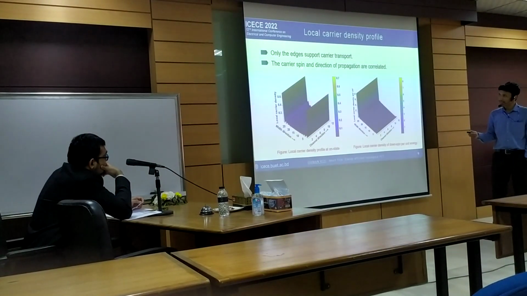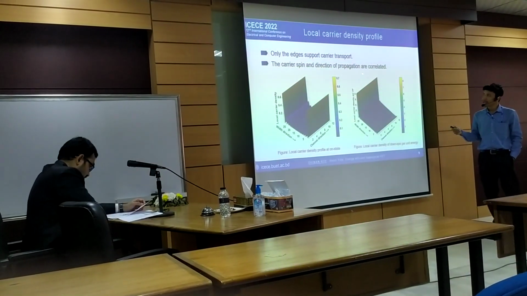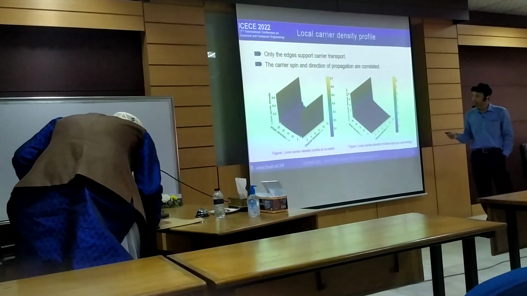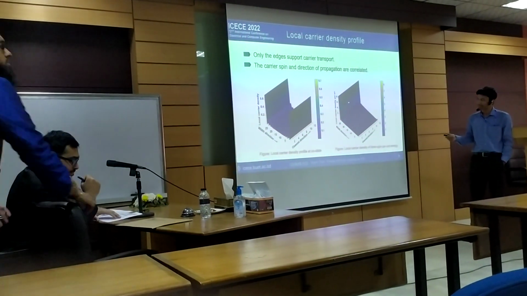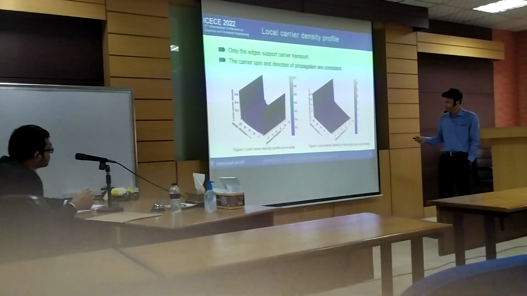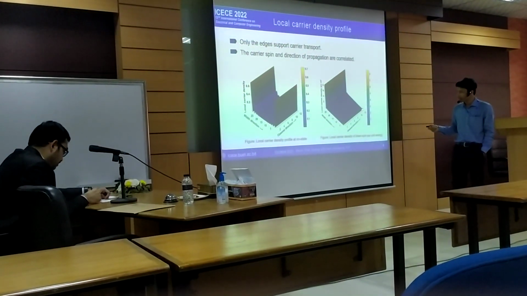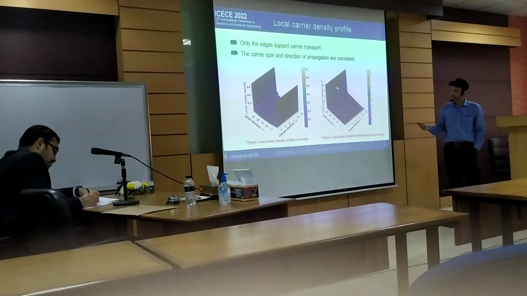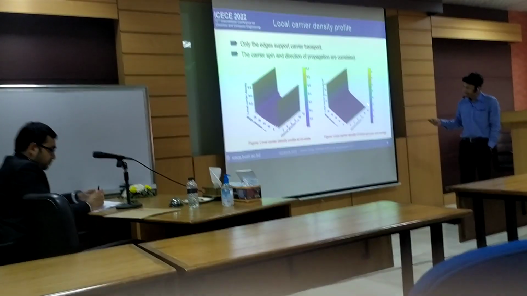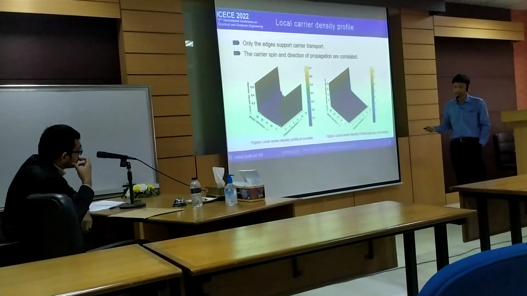But the most important thing is that the carrier spin and direction of propagation are correlated. And due to this correlation, the time reversal symmetry is being protected. And that's why you can say that the backscattering is prohibited. And that's why, if this is the direction of the current flow, from this side to that side, this represents the case of the carrier transport, the spin will be the down spin. But if we change the direction, the up spin carriers will be flowing in that direction.